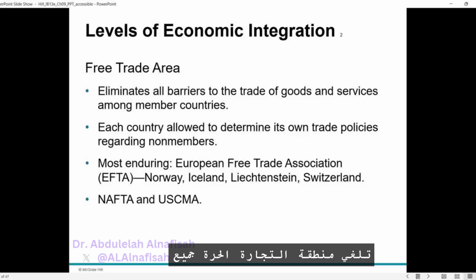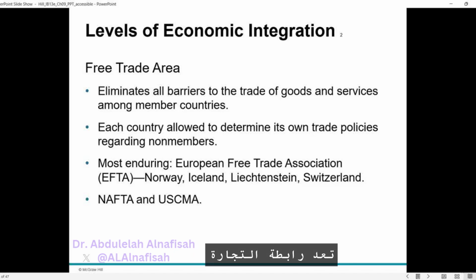A free trade area eliminates all barriers to the trade of goods and services among member countries, disallowing tariffs, quotas, subsidies, or other trade-distorting measures. Each member country, however, maintains control over its trade policies with non-member nations, resulting in potentially varying tariffs for outside goods.